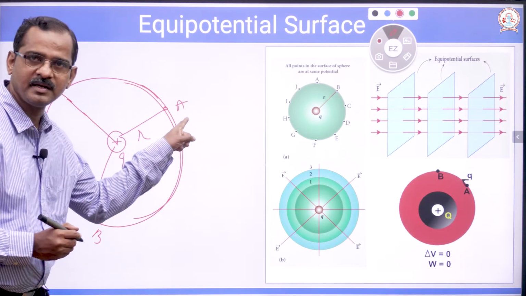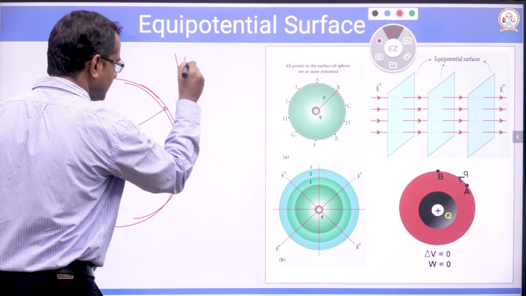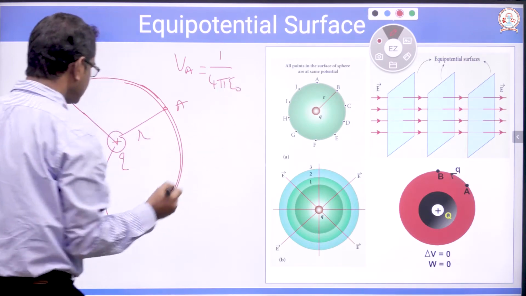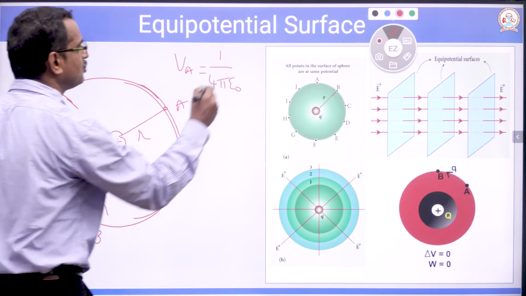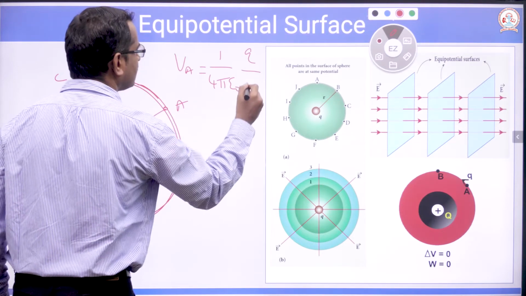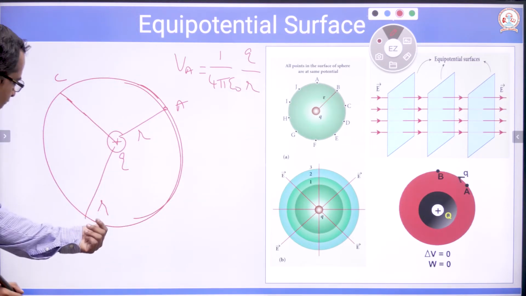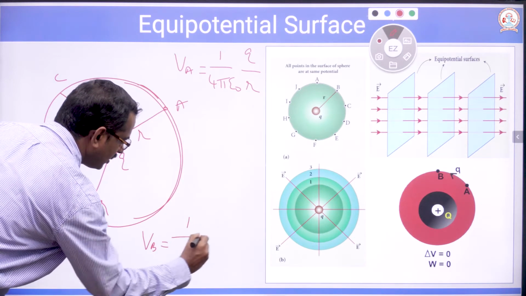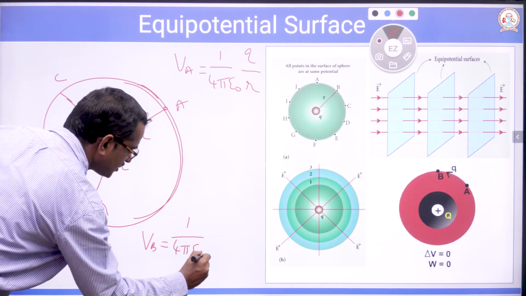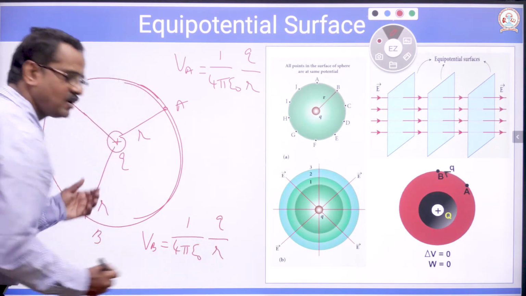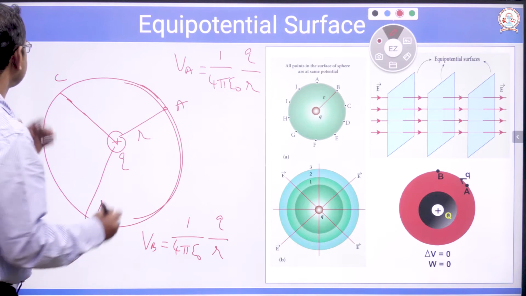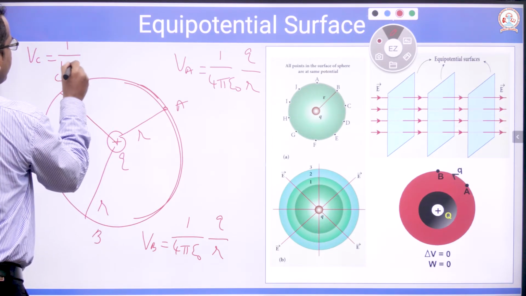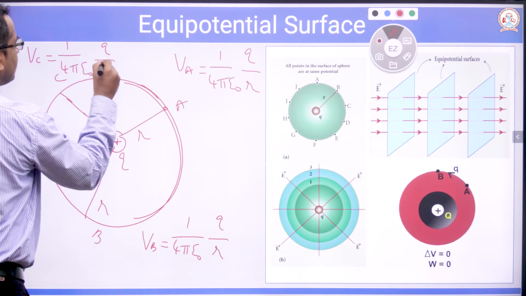The electric potential at the point A is going to be V sub A is equal to 1 by 4 pi epsilon naught. What is the charge here? Q is the charge here, isn't it? Then Q divided by R. The electric potential at the point B will be equal to 1 divided by 4 pi epsilon naught, the charge Q, and the distance is R. The electric potential at C will be equal to 1 divided by 4 pi epsilon naught Q divided by R.